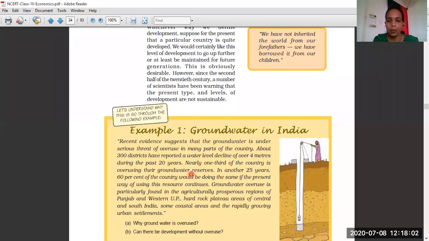This whole part we have studied in class 8. If you remember that, you will understand this part very easily. In another 25 years, 60% of the country would be doing the same if the present way of using these resources continues.